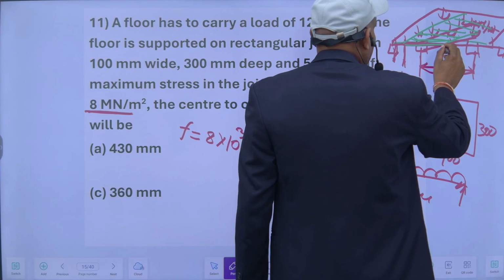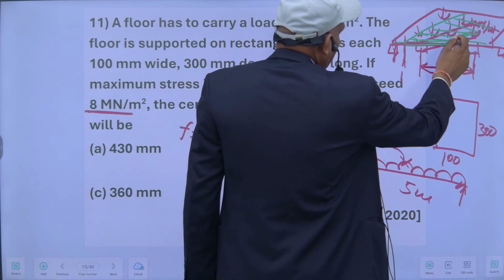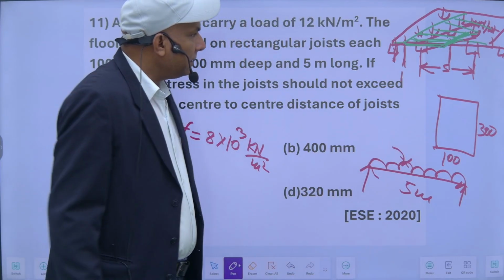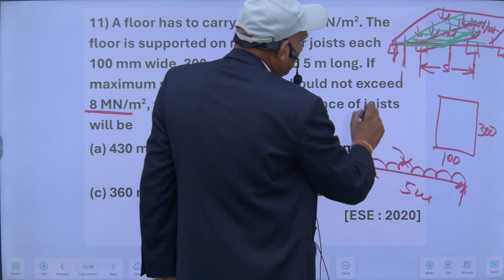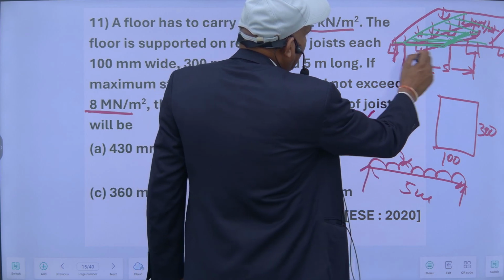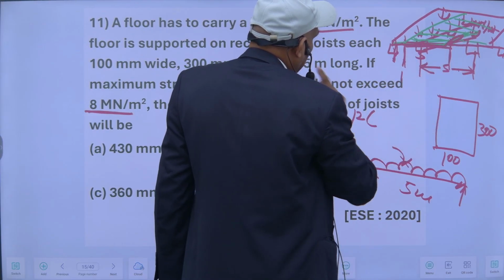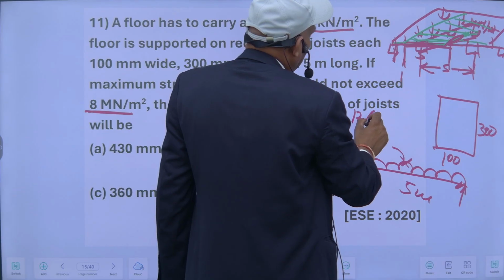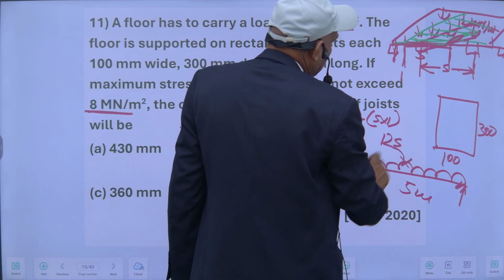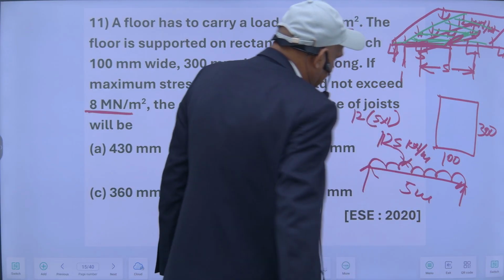So this S into 1 meter, 1 meter length is along the length, 1 meter into S into 1. So this will give W per unit length. It will be 12 kilonewton is the intensity, so 12 multiplied by this S into 1 meter length. So this will be 12 into S into 1. So it means this is 12 S kilonewton per meter. So this is the intensity.